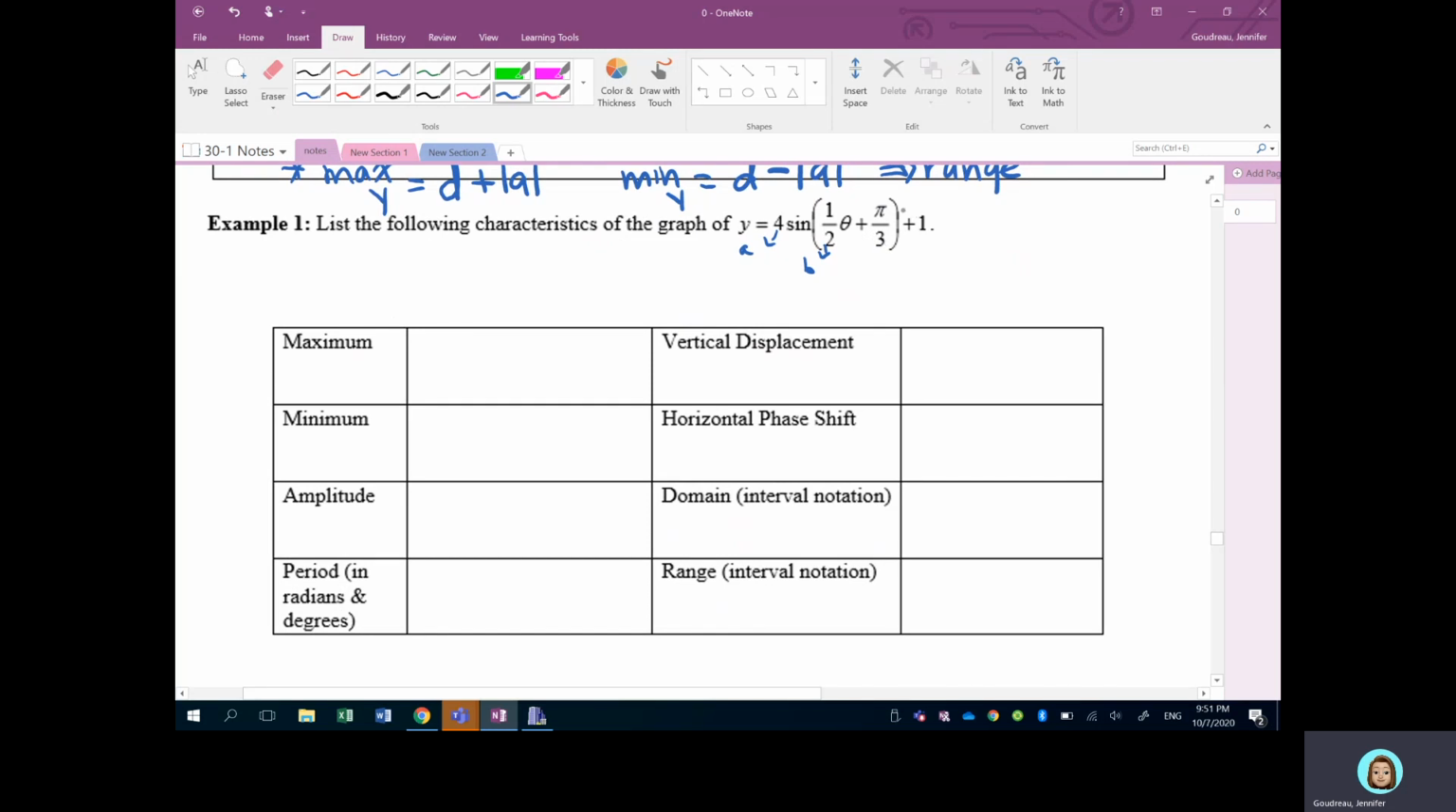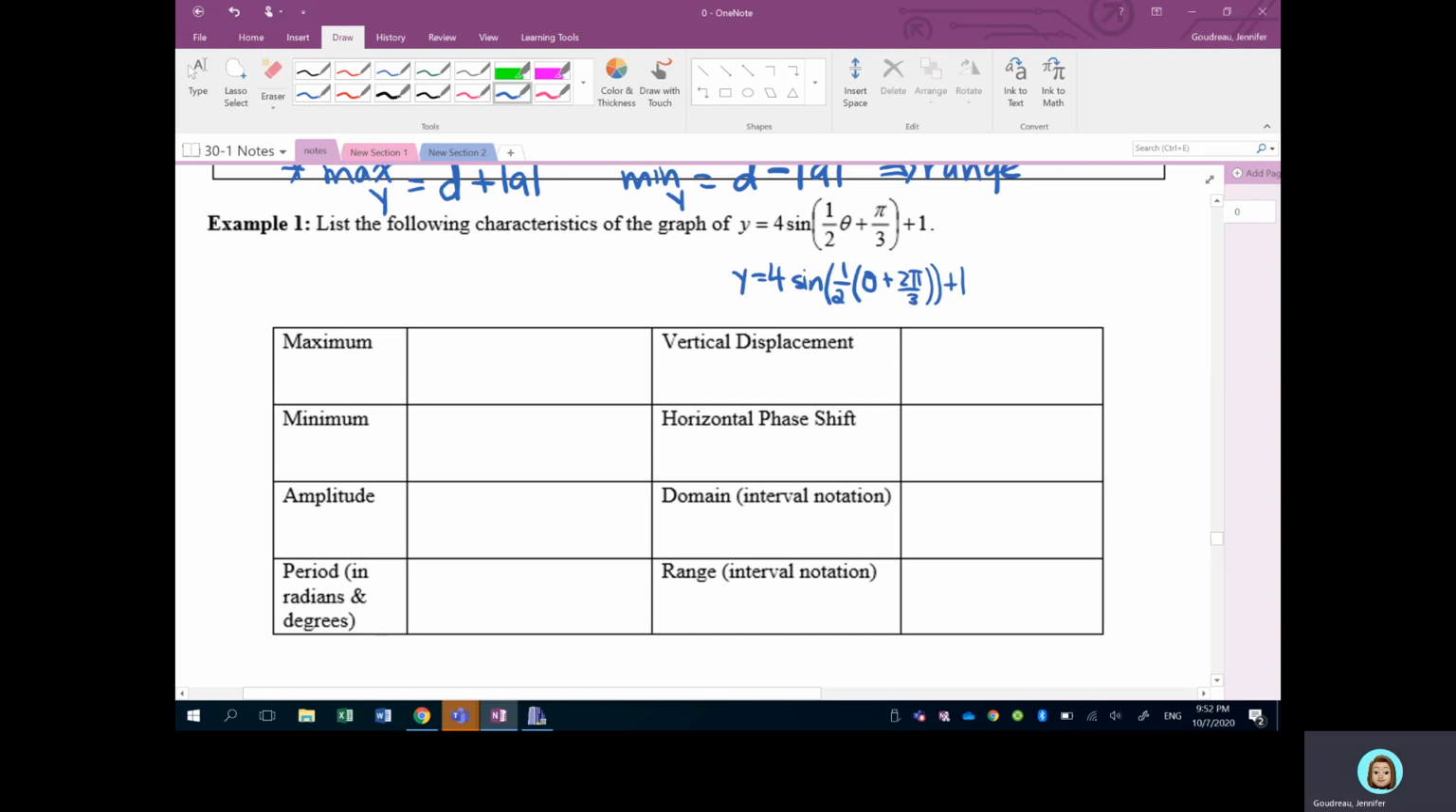Our D value is 1. So let's rewrite this function with the correct B value factored out and then therefore the correct C value written. So this is going to be y equals 4 sine bracket, take out that factor of 1/2. Now we need to be careful. Pi over 3 divided by 1/2 is like pi over 3 times 2. It becomes 2 pi over 3, plus 1.